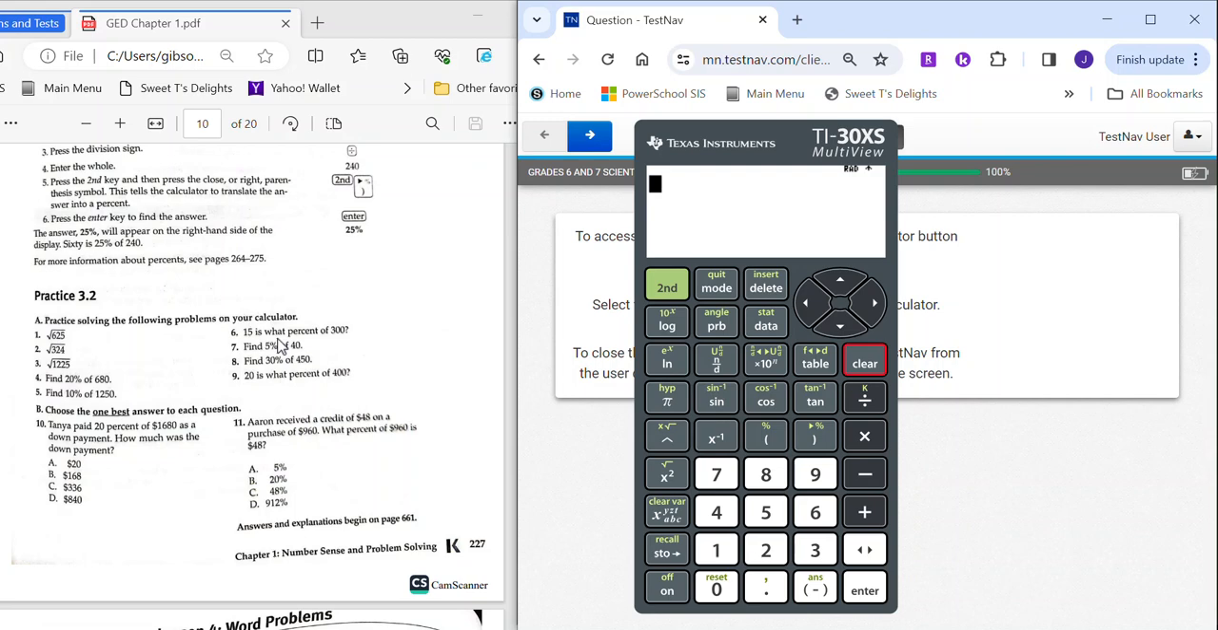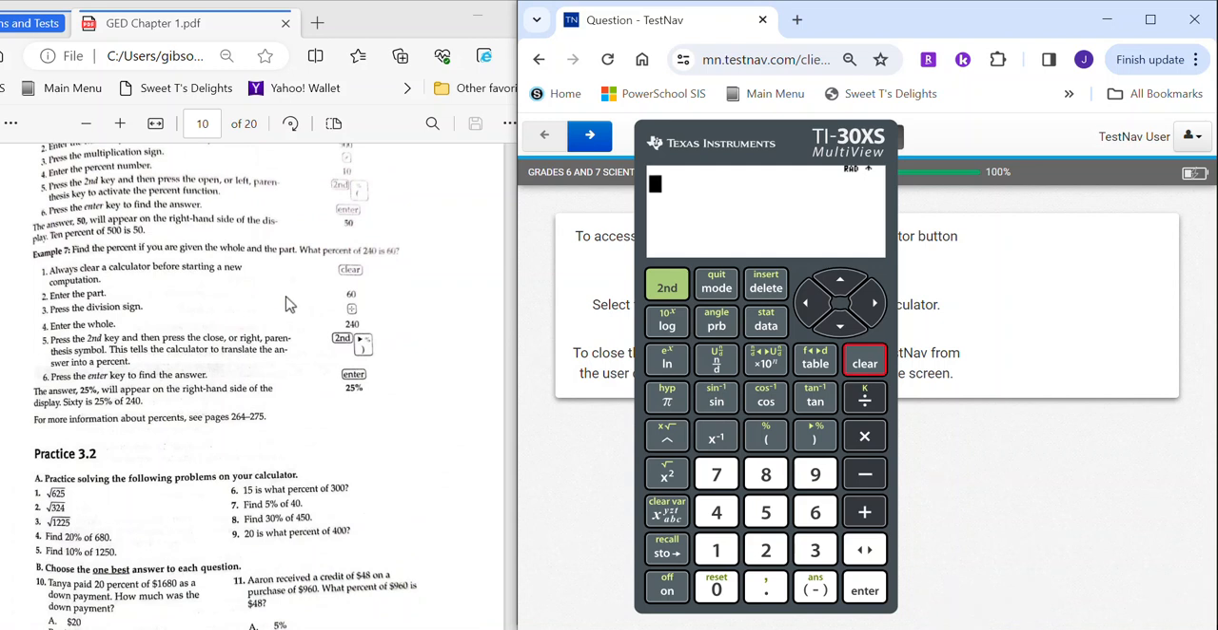Now we go to number 6. 15 is what percent of 300? Now remember, we did a problem similar to this here. Find a percent if you are given the whole and a part. Now we have the whole, which is 300, and the part is 15. So the first thing we do is the part, which is 15, and then we do division. We do 15 divided by the whole, so the whole is 300. And then we press second, and then we press the arrow percent key, and then press enter. So that gives us our percent, which would be 5%.